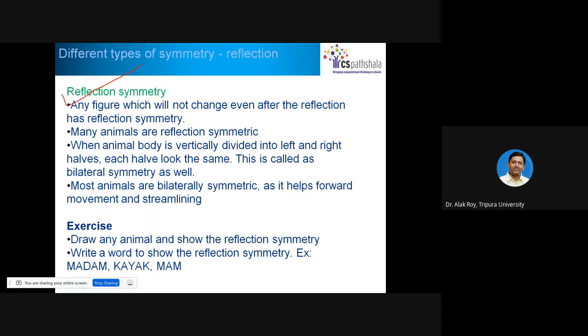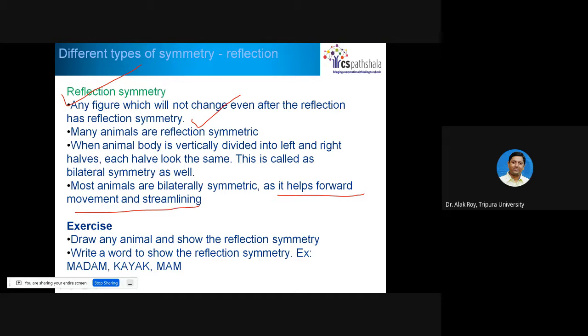So technically, what is reflection symmetry? The definition is that any figure which does not change even after reflection has reflection symmetry. Many animals have reflection symmetry. When an animal's body is divided vertically into left and right halves, each half looks the same. This is sometimes called bilateral symmetry. It helps with forward movement and streamlining.